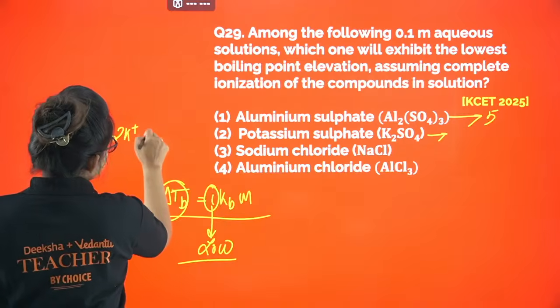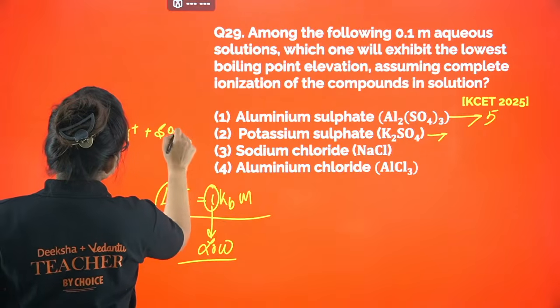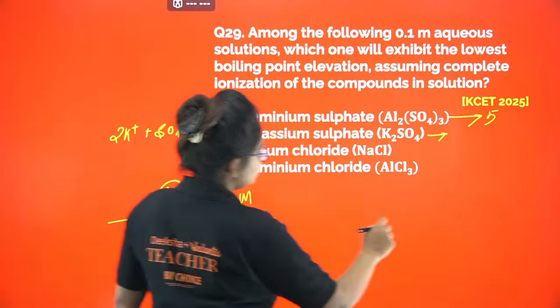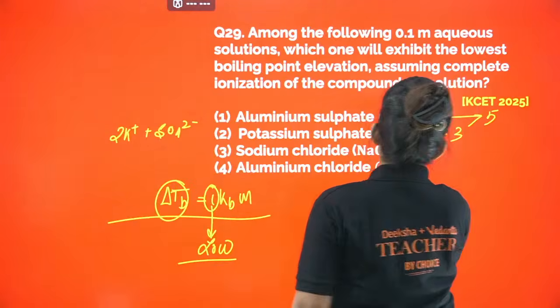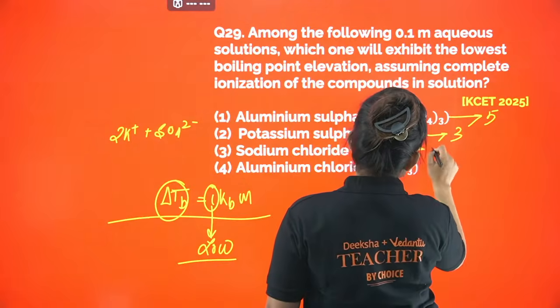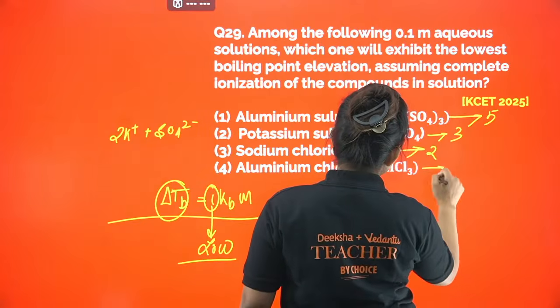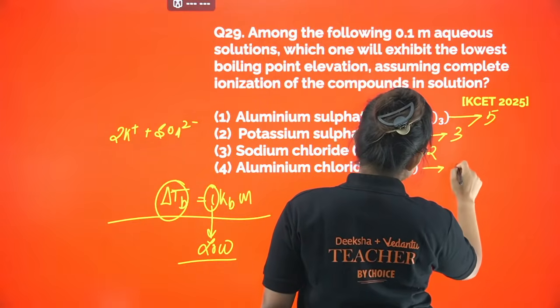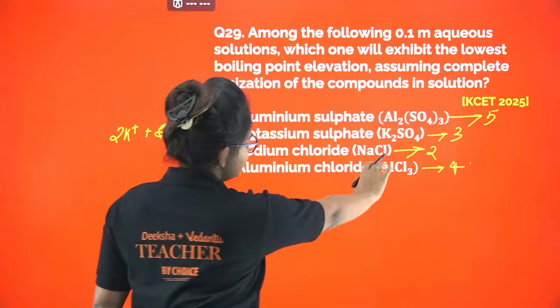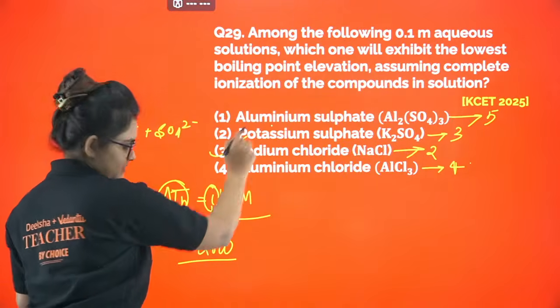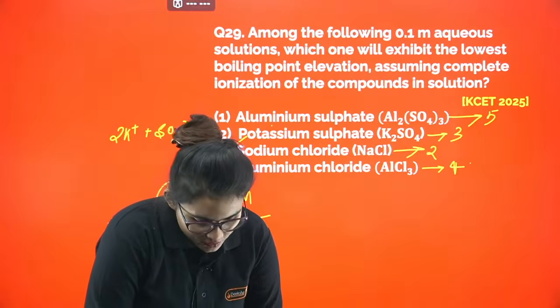2K plus SO4 2 minus, so here the I value is coming 3. For NaCl, Na plus Cl minus, it's going to be 2. And AlCl3, Al3 plus and 3Cl minus, overall it's going to be 4. So you can see the lowest I value I'm getting is for NaCl, so that is the correct answer. Okay.